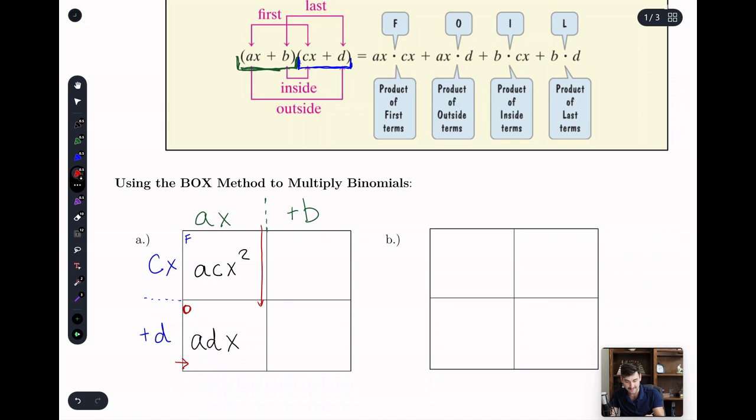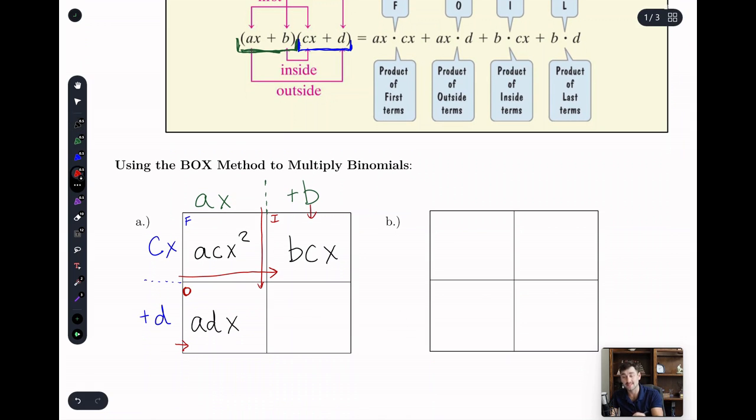This one would probably be the inside, and we're going to multiply them together. I'm taking that CX over there and multiplying it by this B right there. I know it's a lot of lines, but like we said earlier, every term is getting multiplied by every other term, and that's it. It's like a double distributive property.